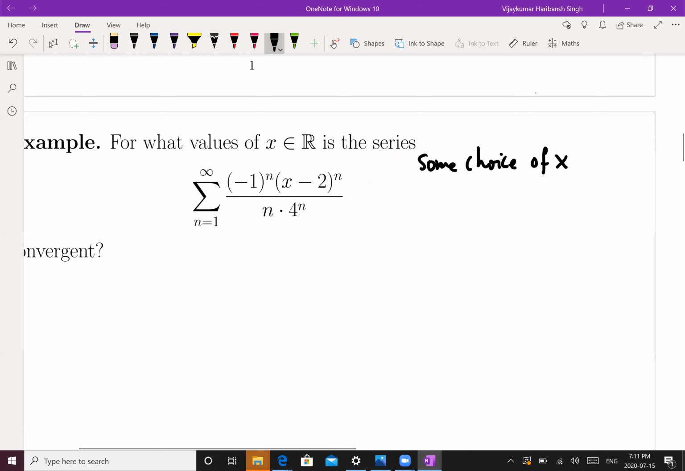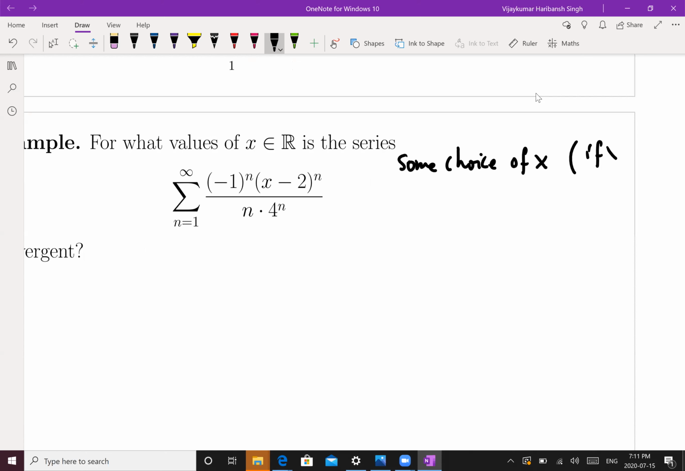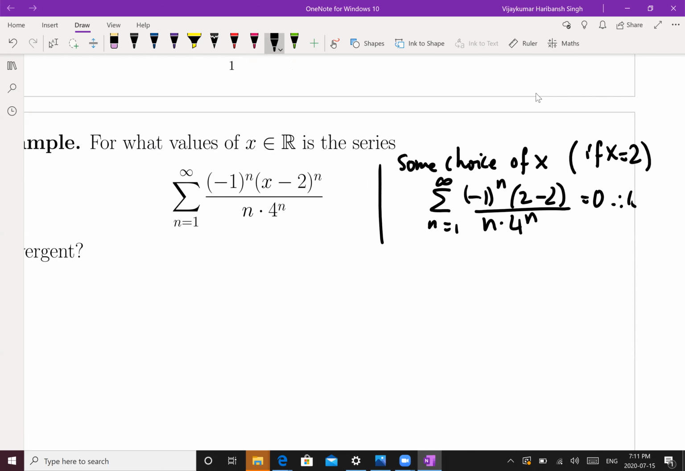In particular, if you take x equals 2, what will happen? All the terms will be 0, so this series is equivalent to 0. If x equals 2, we get the summation n equals 1 to infinity of minus 1 to the power n, times 2 minus 2 to the power n, divided by n times 4 to the n, which is 0. So it is convergent.